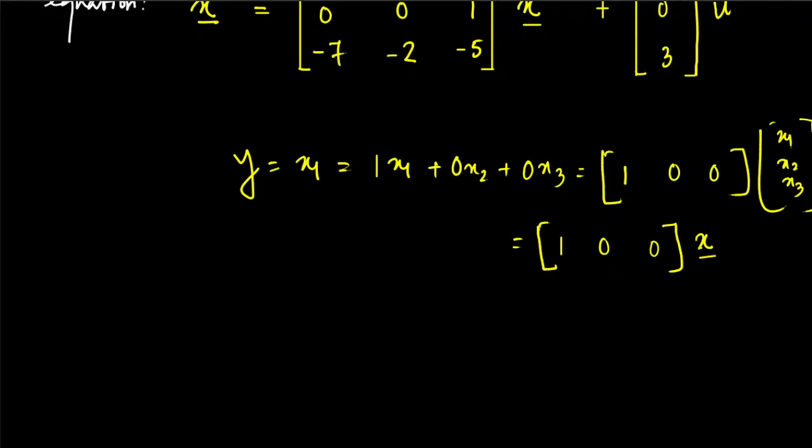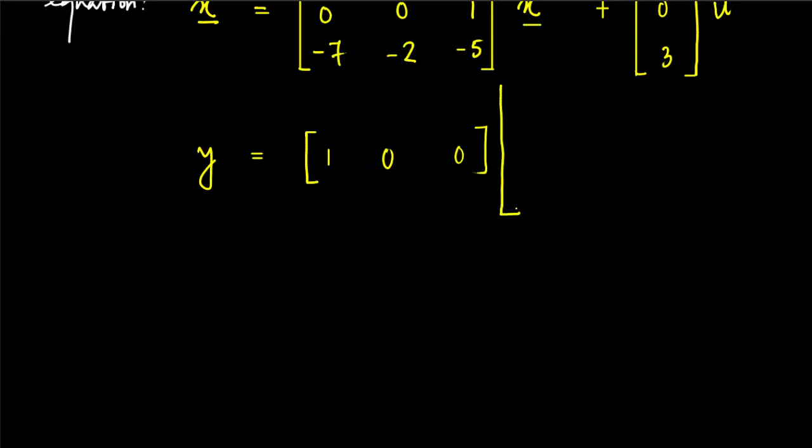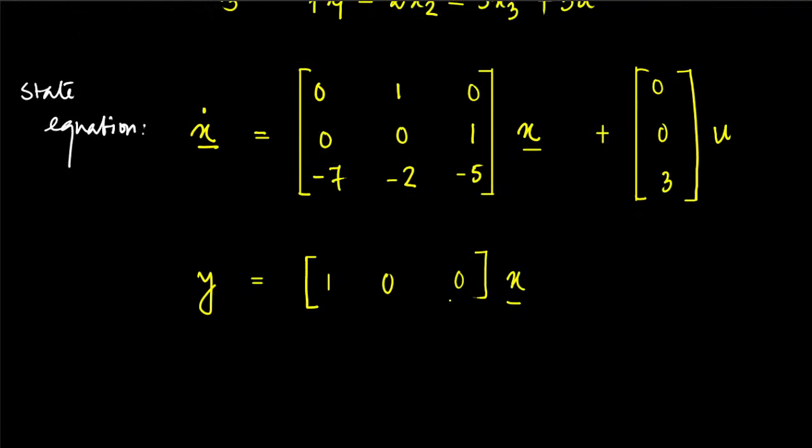Because this is the x vector, right? The state vector. So that way, we just have this as the output equation. Output y is just 1, 0, 0, x1, x2, x3. But once again, instead of writing all these, we can just write the name of the vector, and that is the state vector. Okay. And these two equations together describe the system. This is the output equation.